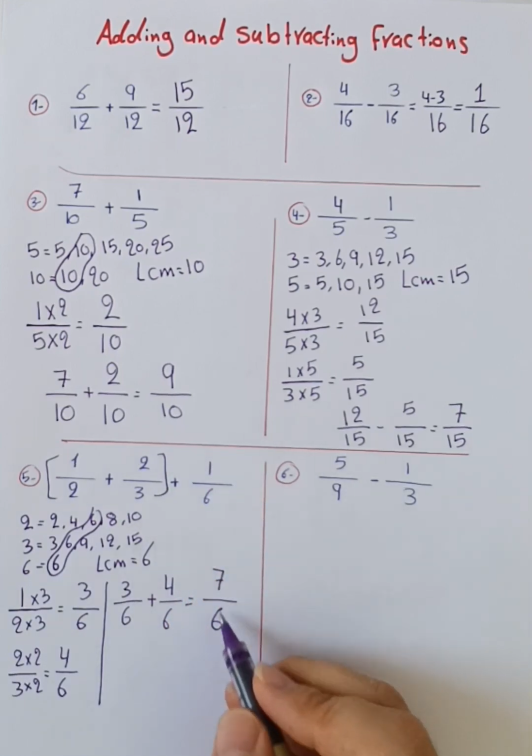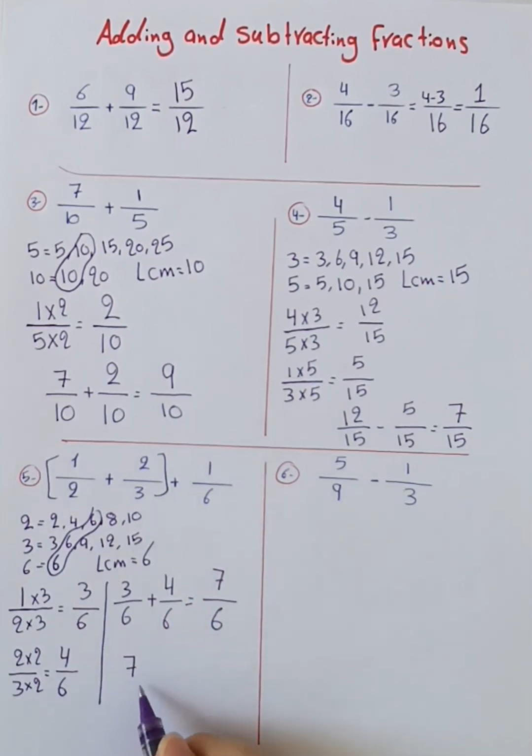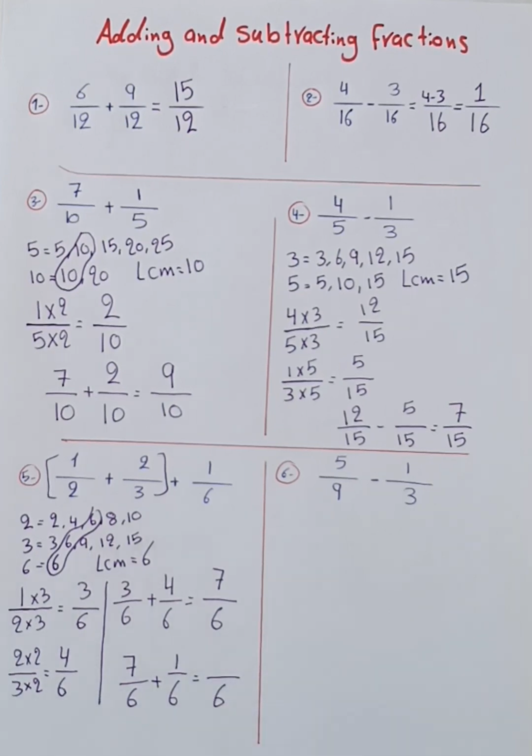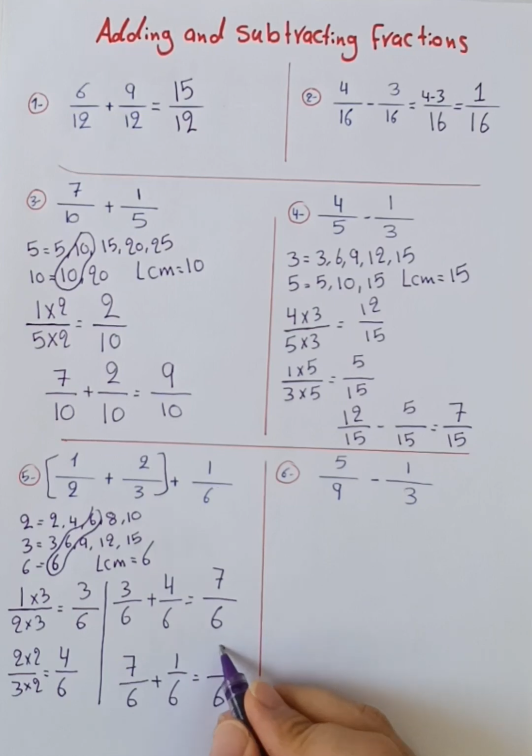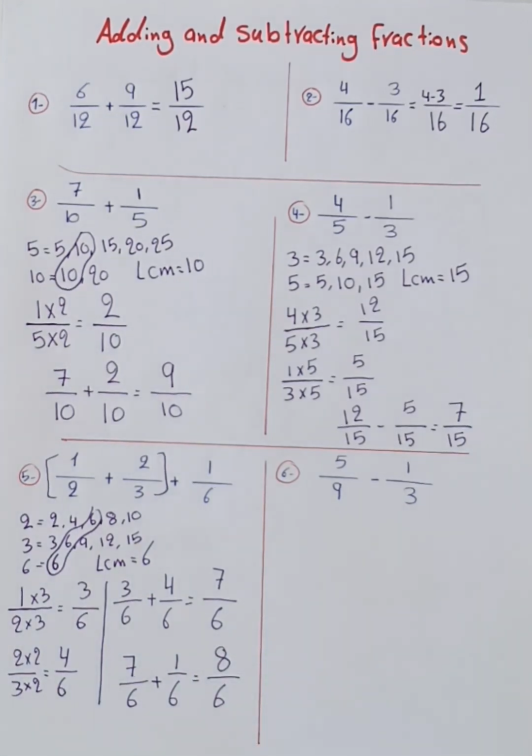We have to add 7 out of 6 plus 1 out of 6. We write 6 as the denominator and then 7 plus 1 equals 8. So the sum for these 3 fractions is 8 out of 6.